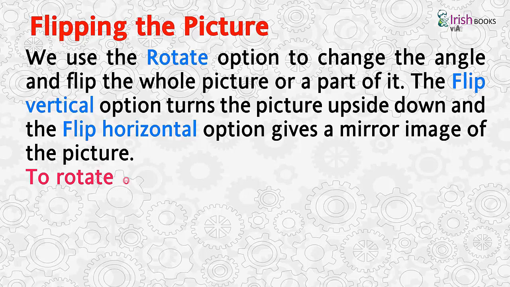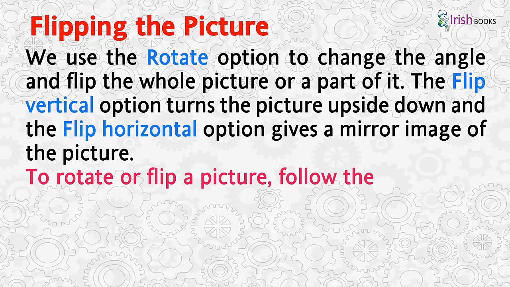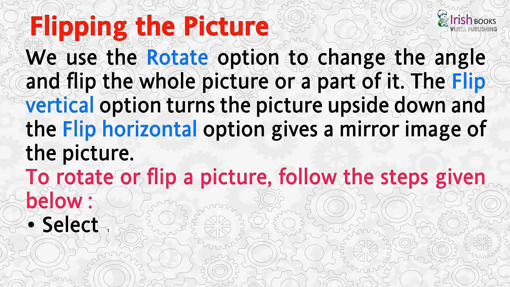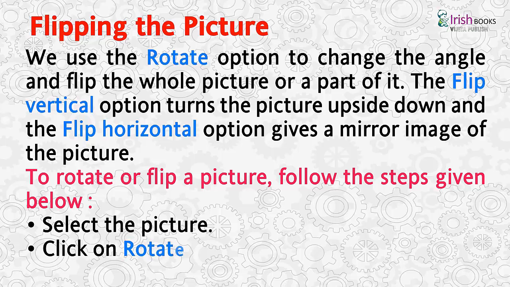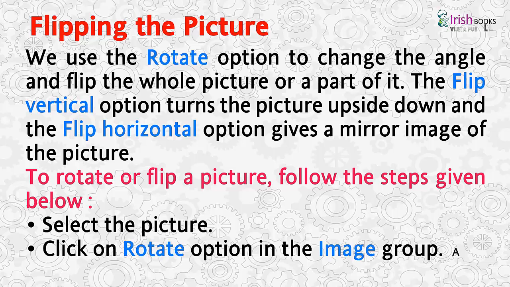Flipping the picture. We use the Rotate option to change the angle and flip the whole picture or a part of it. The Flip Vertical option turns the picture upside down, and the Flip Horizontal option gives a mirror image of the picture. To rotate or flip a picture, follow the steps given below. Select the picture, click on Rotate option in the image group.